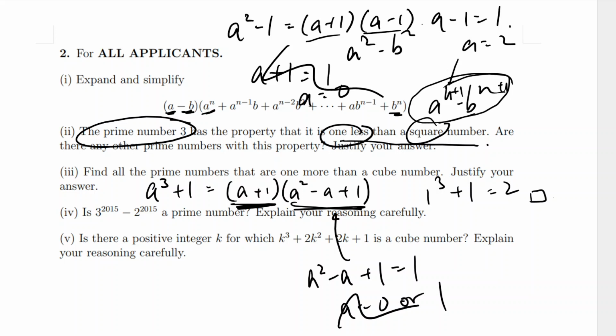Okay, part 4. Is 3 to the 2015 minus 2 to the 2015 a prime number? Explain your reason carefully. Okay, well, what can I do? The intuitive thing to think about is, let's use part 1. If I use it directly, then what do I get? I have 3 minus 2 times some rubbish, some junk afterwards. And you conclude that as prime.